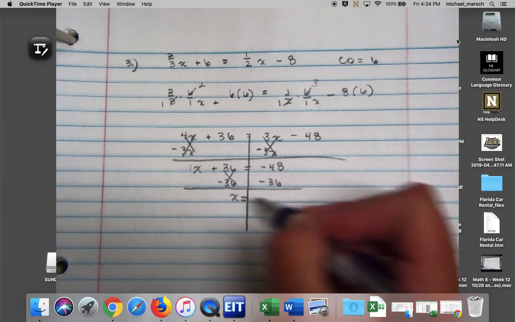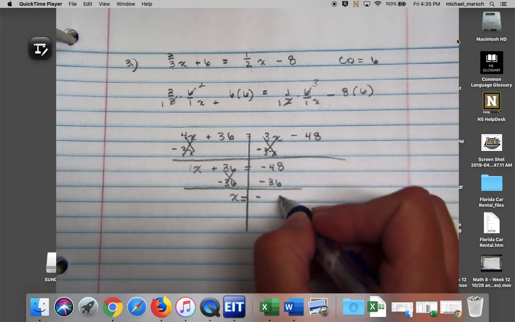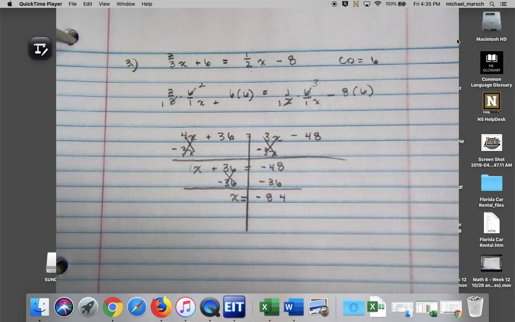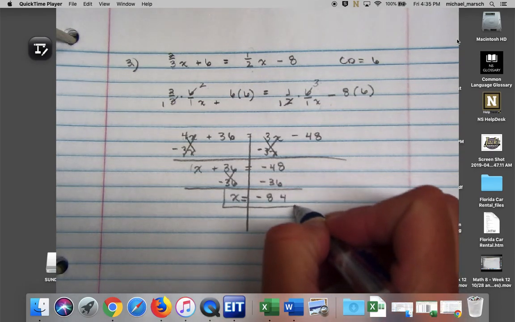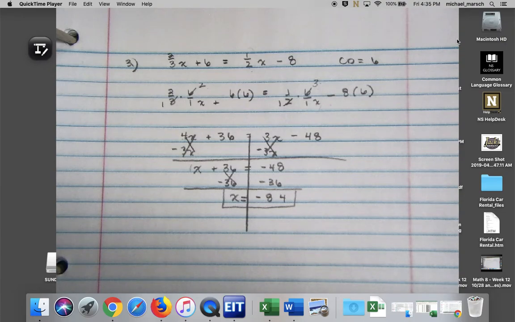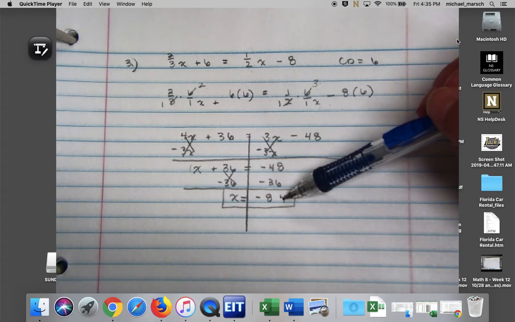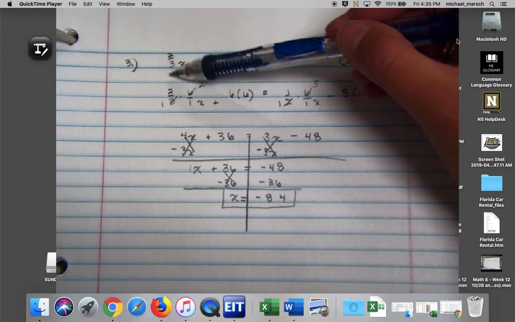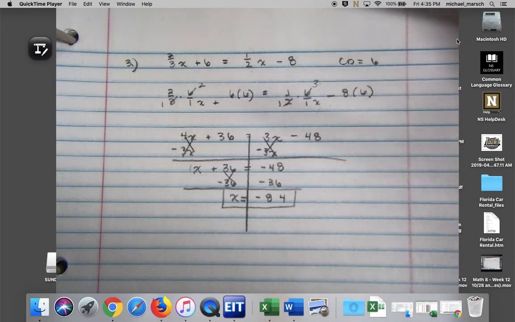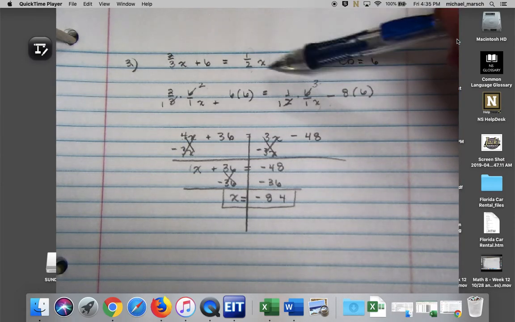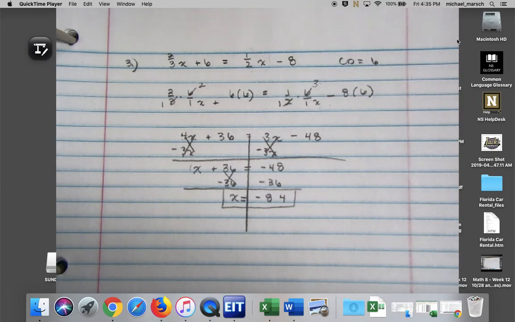And I get x equals negative 84. And that's nice because it's a nice number without being an ugly fraction. Okay, so if I were to put this negative 84 in here, if I took 2/3 of 84 and added 6, that would be the same as 1/2 of 84 and subtracting 8. So that's how that works there. We're balancing out the equations.